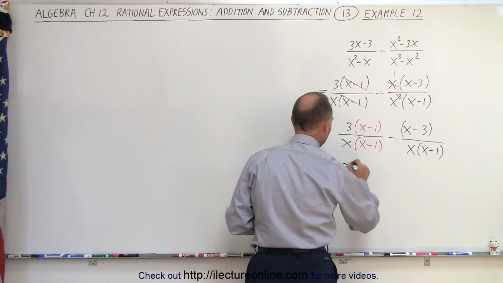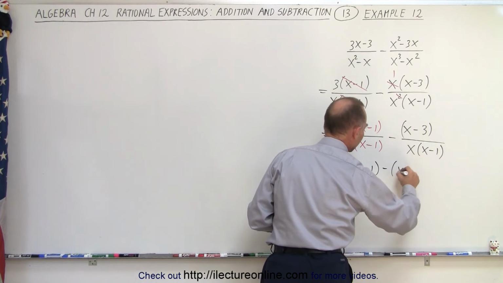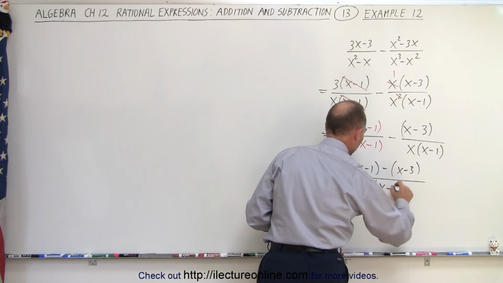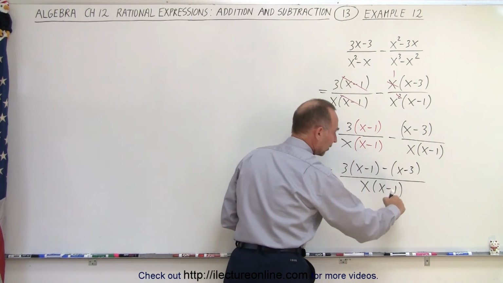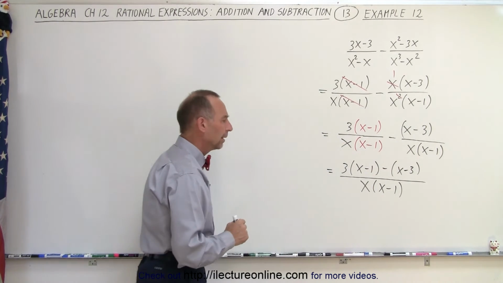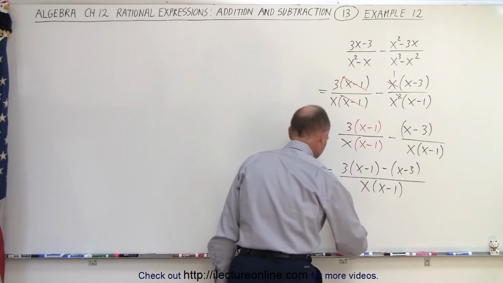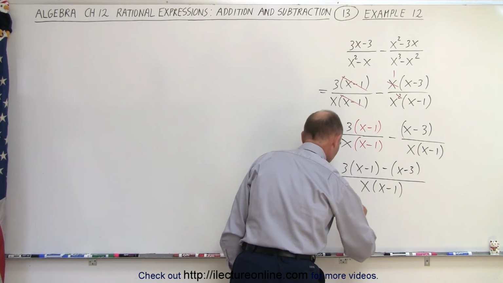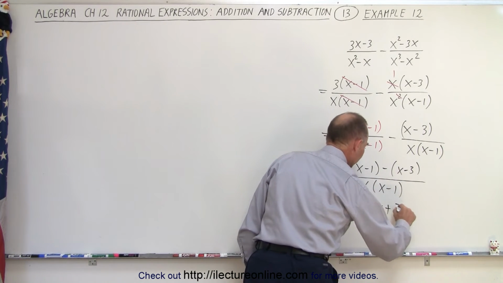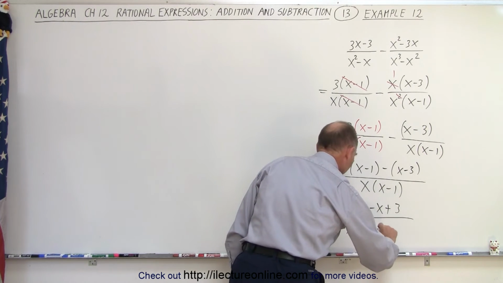So this is equal to 3 times x minus 1 minus an x minus 3, all divided by x times x minus 1. Now be careful, don't try to cross these out because you can't, because of the negative sign over here. The best thing to do now is to multiply everything through to see what we get. So this is equal to 3x minus 3 minus x plus 3, all divided by x times x minus 1.